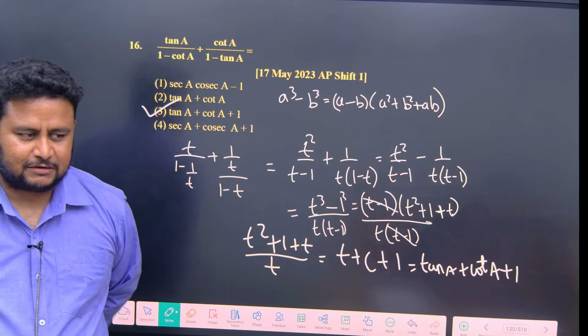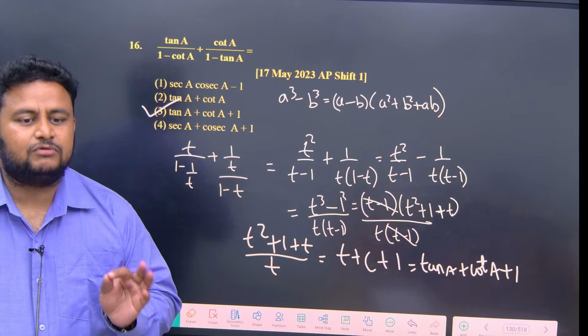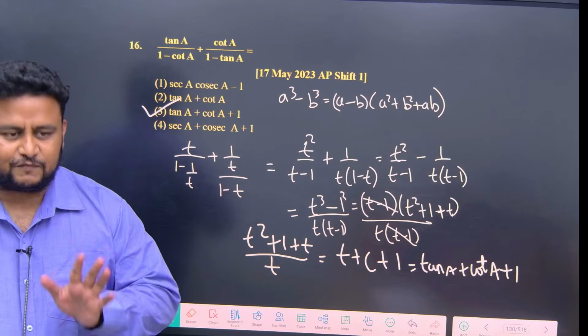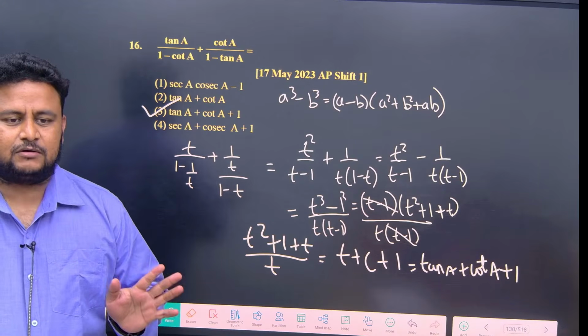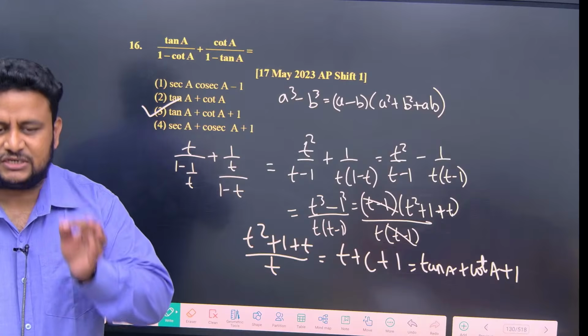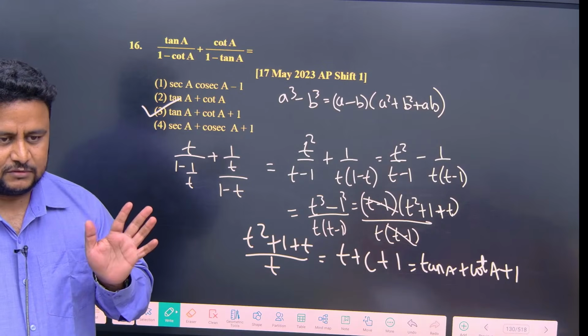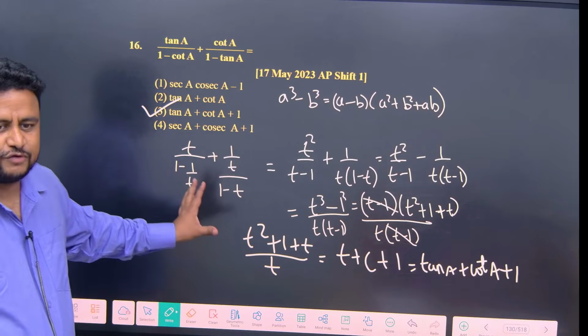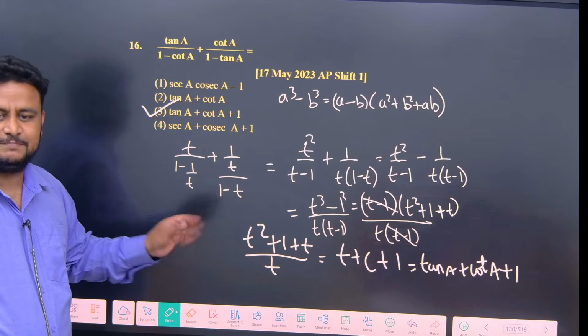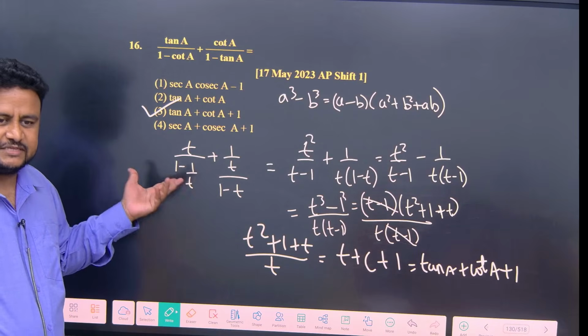Simple, no? Such simple questions are coming. From trigonometry, 10 to 13 questions will come. I want all of you to attend all the trigonometry questions, they will be easy. You have to make sure you get 10 marks from trigonometry, because they are based on very simple concepts.